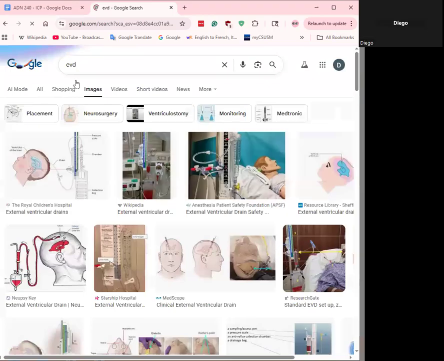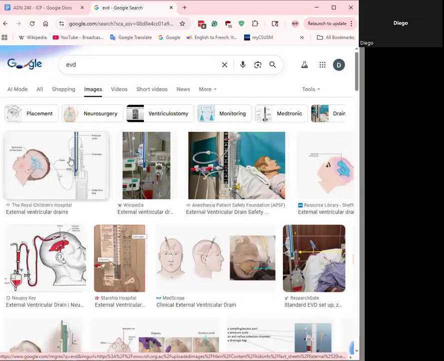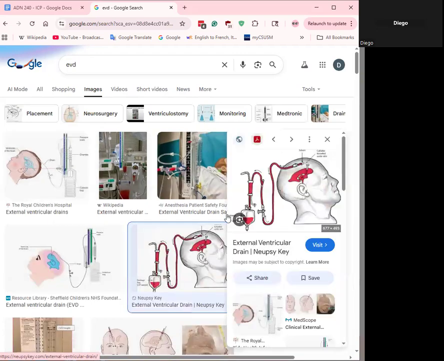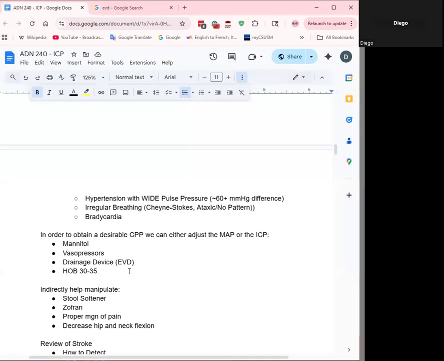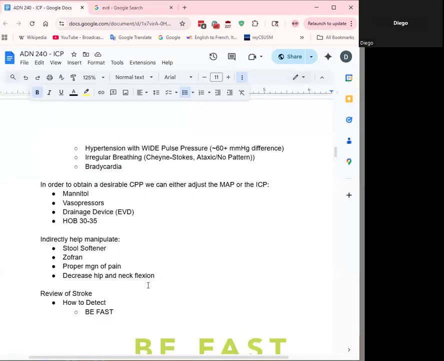Because remember, part of that ICP is the pressure on your skull due to your brain itself, the cerebral spinal fluid, and your vascular supply. So maybe you do something to drain some of that blood or cerebral spinal fluid out through an EVD shunt, draining some of that out to relieve some of the pressure. Your head of the bed being up allows gravity to help drain some of that pressure down.